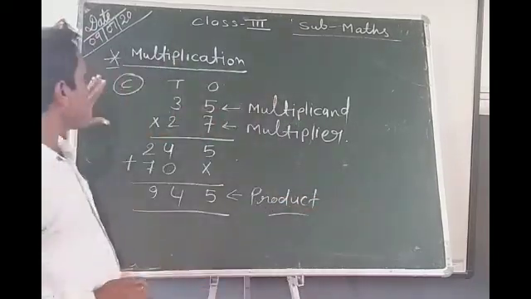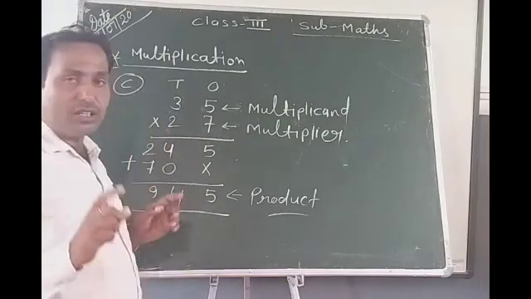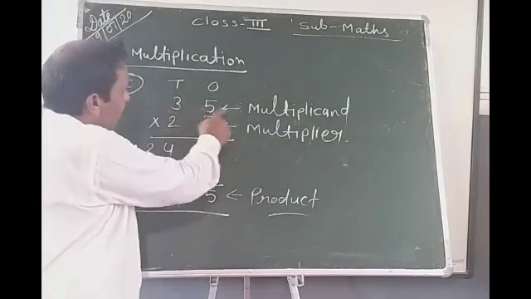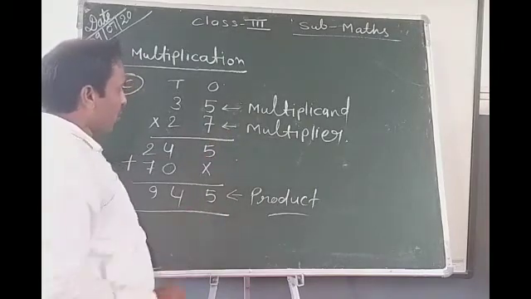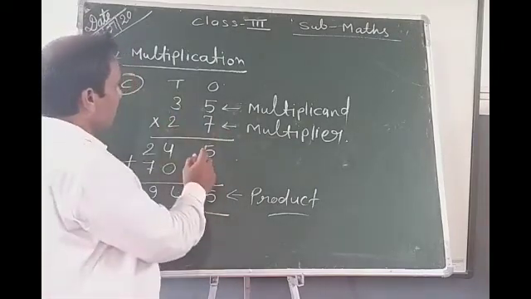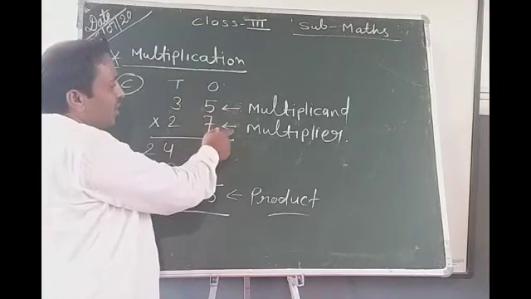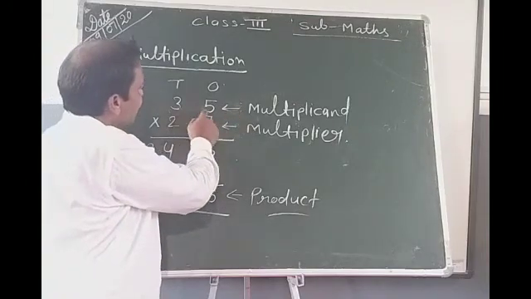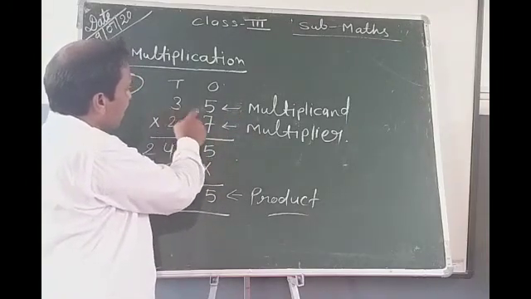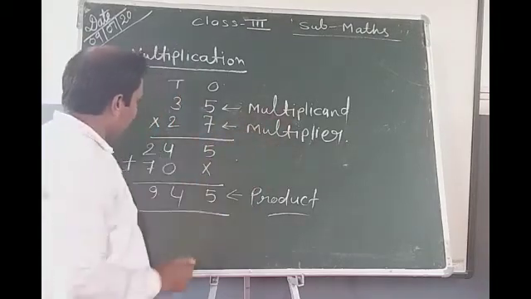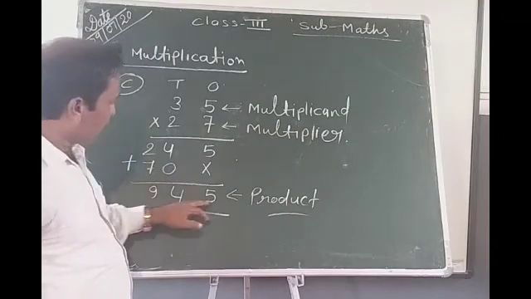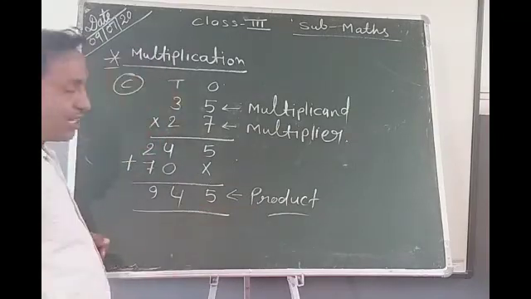So I am telling you, in multiplication there are 3 parts: one multiplicand, second multiplier, and third the product. When you multiply any number by another number, that is called multiplication. See here, I multiply 35 by 27. So 35 is the multiplicand and 27 is the multiplier, and the last one, 945, is the product. Okay, thanks.